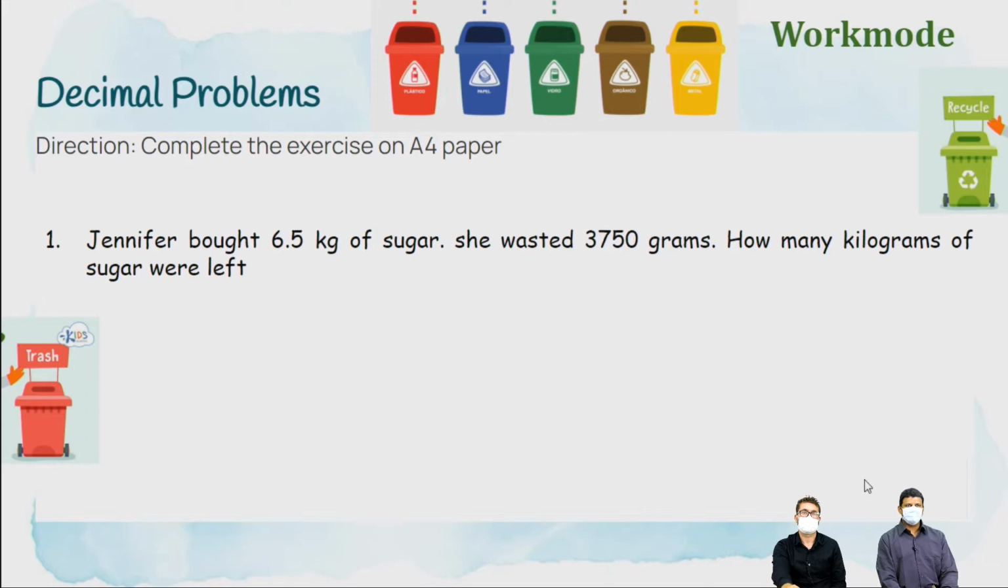Okay, I'll just give you a little hint here. Jennifer bought 6.5 kilograms of sugar and she wasted 3,750 grams. Okay, so first you notice that the units are not the same. She bought 6.5 kilograms and she wasted 3,750 grams. So the total sugar she bought was 6,500 grams. So how many kilograms of sugar are left? So you would do 6,500 minus 3,750 to get the final answer.